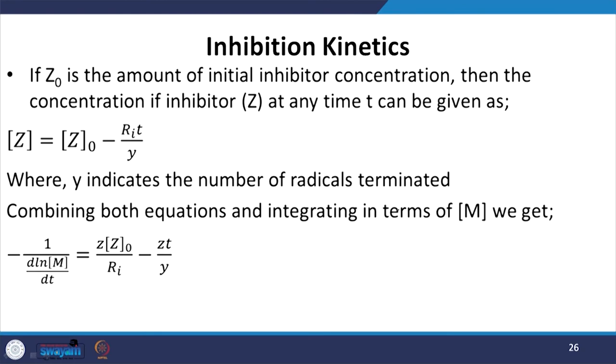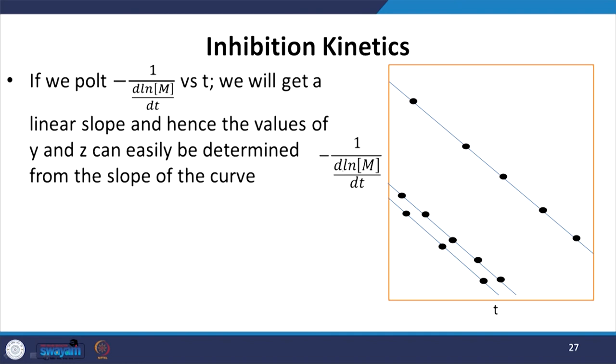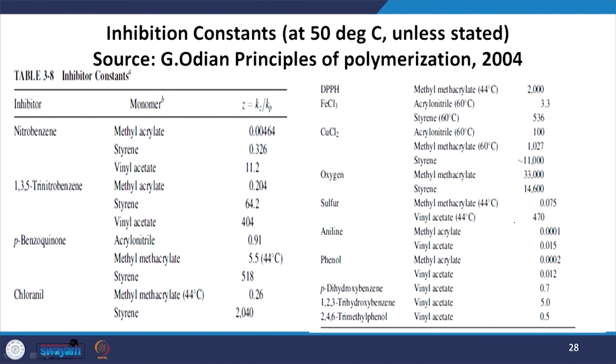Now, if Z naught is the initial inhibitor concentration, then the concentration of inhibitor Z at any time t can be given as Z equals Z naught minus Ri t upon y. This indicates the number of radicals terminated. Combining both equations and integrating in terms of the concentration of M gives this equation. If we plot 1 upon d ln[M]/dt versus t, we get a linear slope, and hence the values of y and z can easily be determined from the slope of the curve. George Odian calculated several inhibition constants at 50 degrees Celsius.